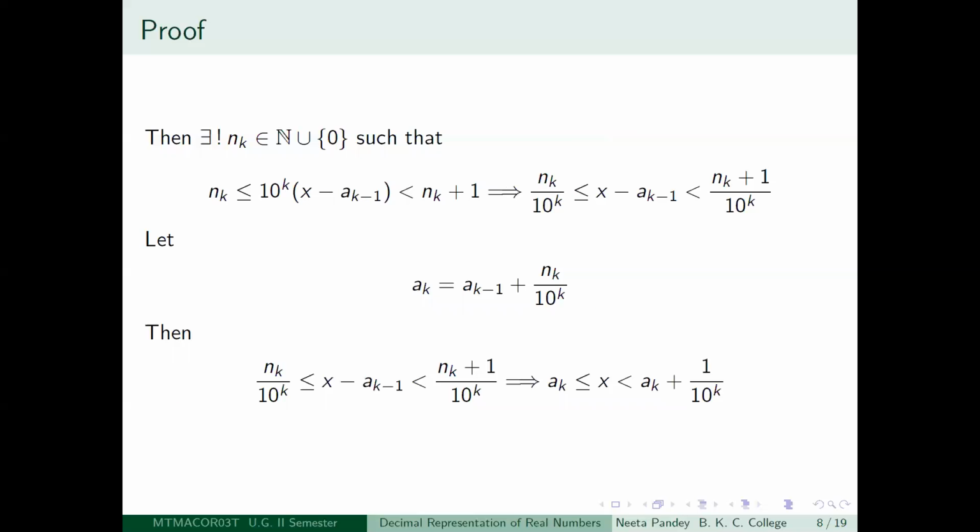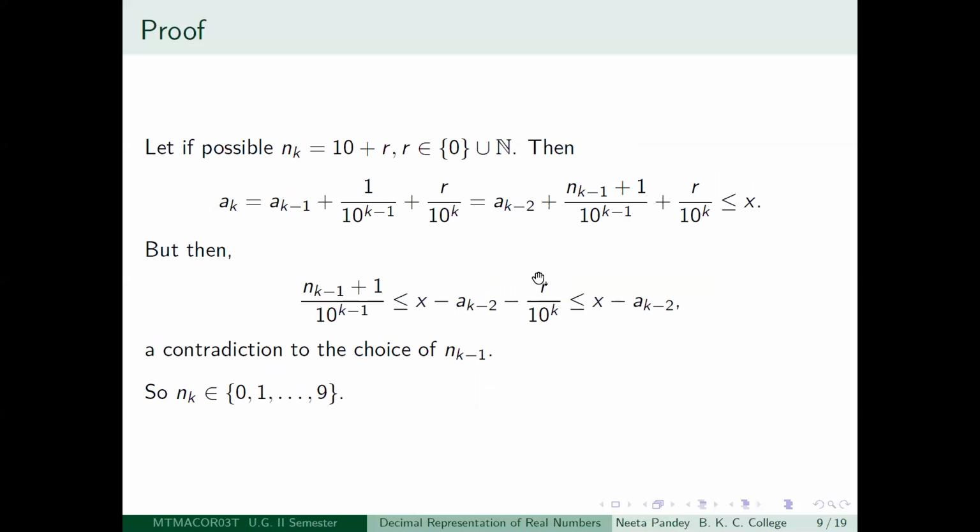Here you will have your ak is actually n0 plus n1 by 10 plus n2 by 10 squared plus, etc., till nk by 10 to the power k. So one form of the rational number ak will be such that the denominator will be 10 to the power k. Okay, and again you assume that if nk is an integer greater than 9, then you will see that that will lead to a contradiction.